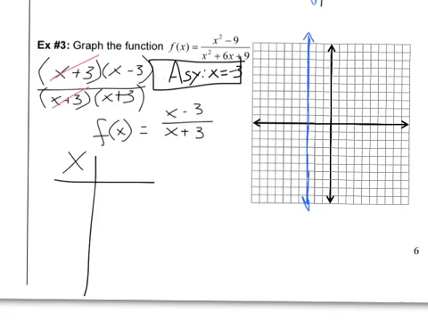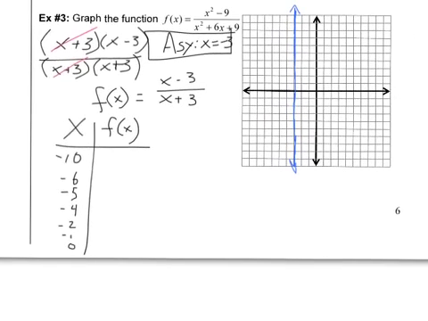Okay, so let's do x, let's do f of x, and let's do -10, and then a few numbers before my asymptote, which would be like -6, -5, -4, and a few after, -2, -1, 0. And then let's do one all the way to the end, that's 10. Okay, I think you guys can probably do this one on your own. So go ahead and fill this in and plot your points and get a good graph here.